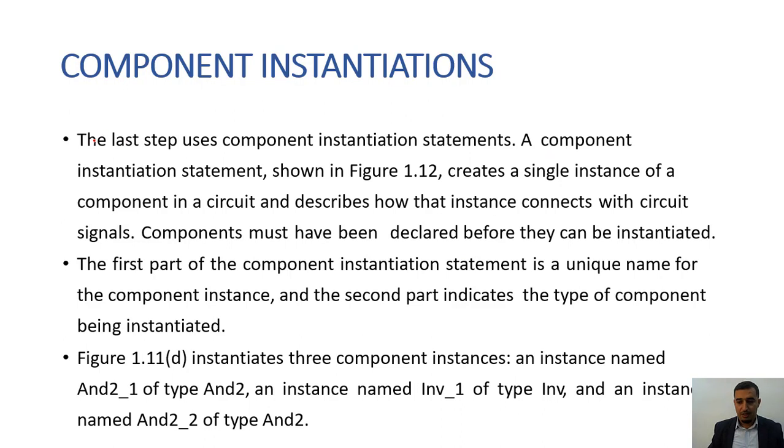Now, furthermore, this is explaining all the things that I said. The last step is using the component instantiation statement, which is very useful. A component instantiation statement creates a single instance of a component circuit, and describes how the instance connects to the signals. So the first part is giving it a name. Each instance will have a different name, but all of them should be connected to the same component.